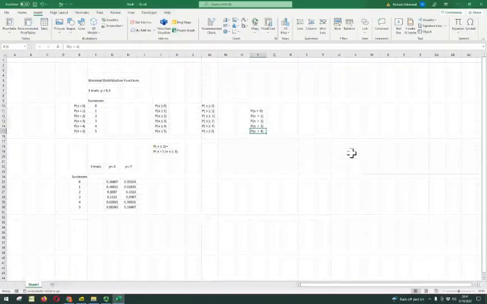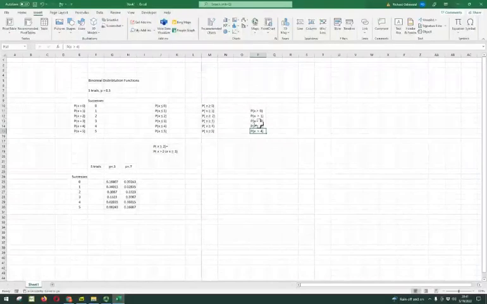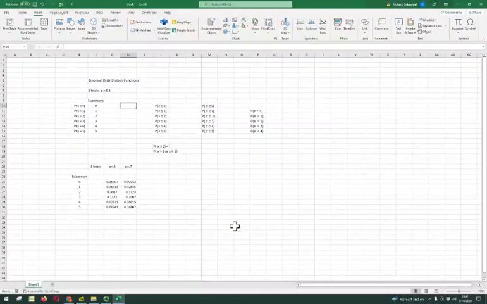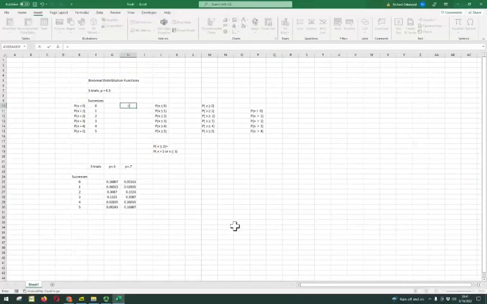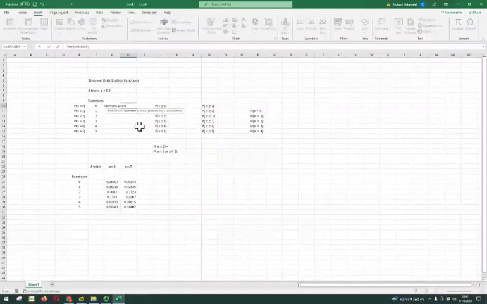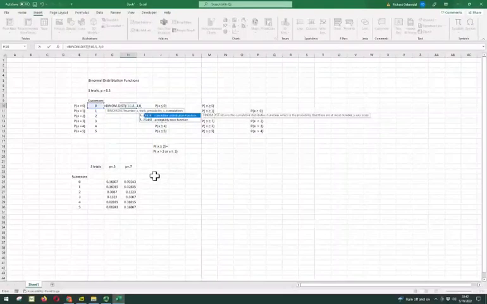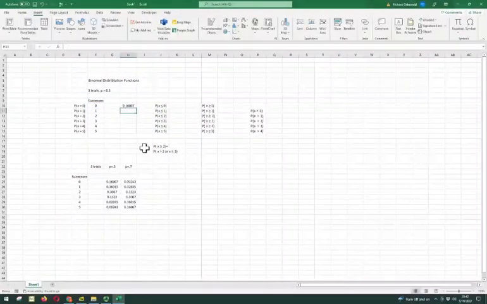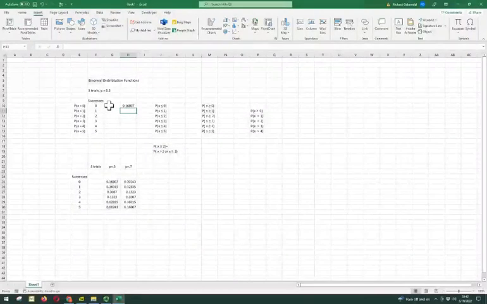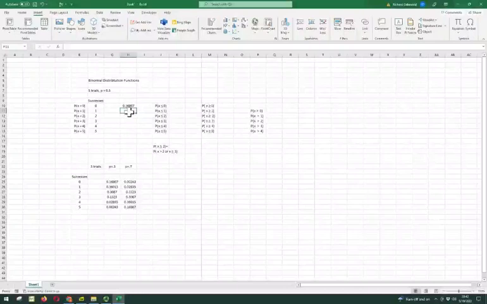The binomial function in Excel is equals BINOM.DIST, and this command can be both cumulative and individual. If we do the individual ones first, BINOM.DIST, we have 0 successes, exactly 0 successes, 5 trials. The probability of success is 0.3, and these are individual, so I don't want it to be cumulative. And the probability of exactly 0 successes in 5 trials is 0.16807.